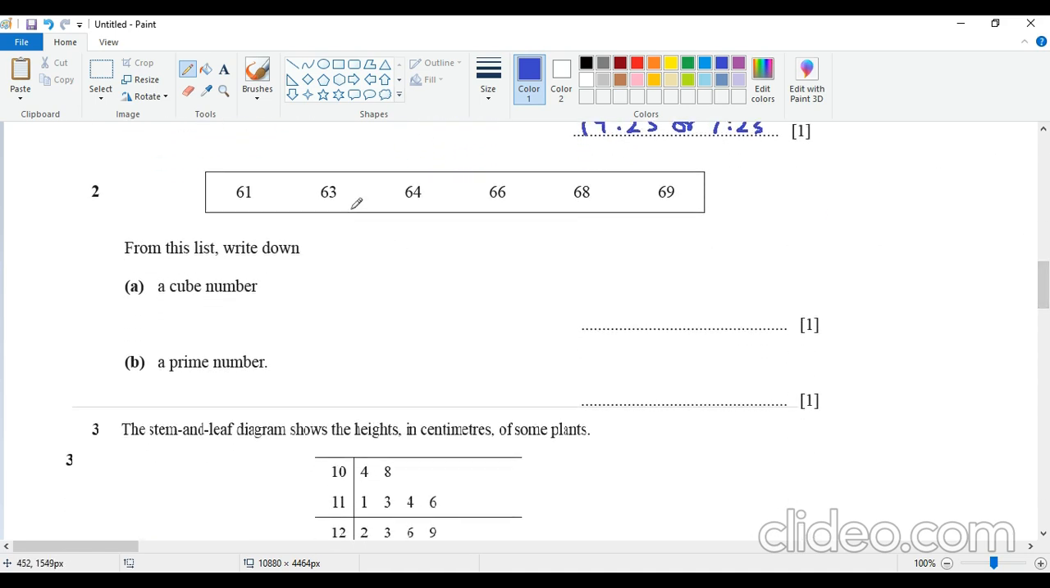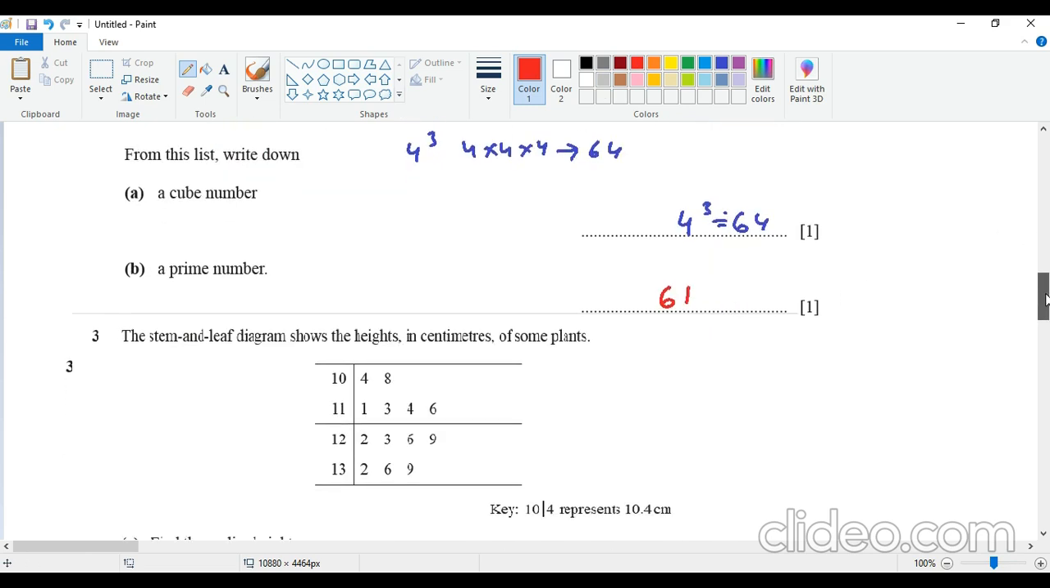Now, when it comes to question number two, it's a pretty simple question. When I look at these numbers 61, 63, 64, 65, 66, 68, and 69, I see one number as the cube of 4. So 4 cubed, that means 4 times 4 times 4, is giving us 64. So that means 4 cubed or 64 is the right answer. And when I look for the prime number, 63 is not a prime number, 64, 66 are not either. So I see 61 as the prime number out of all these numbers.